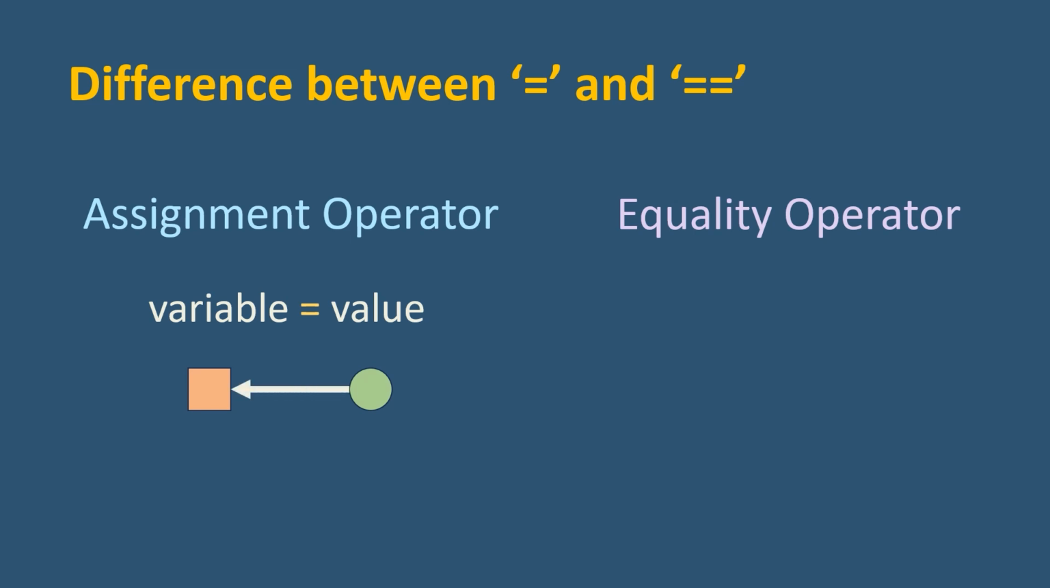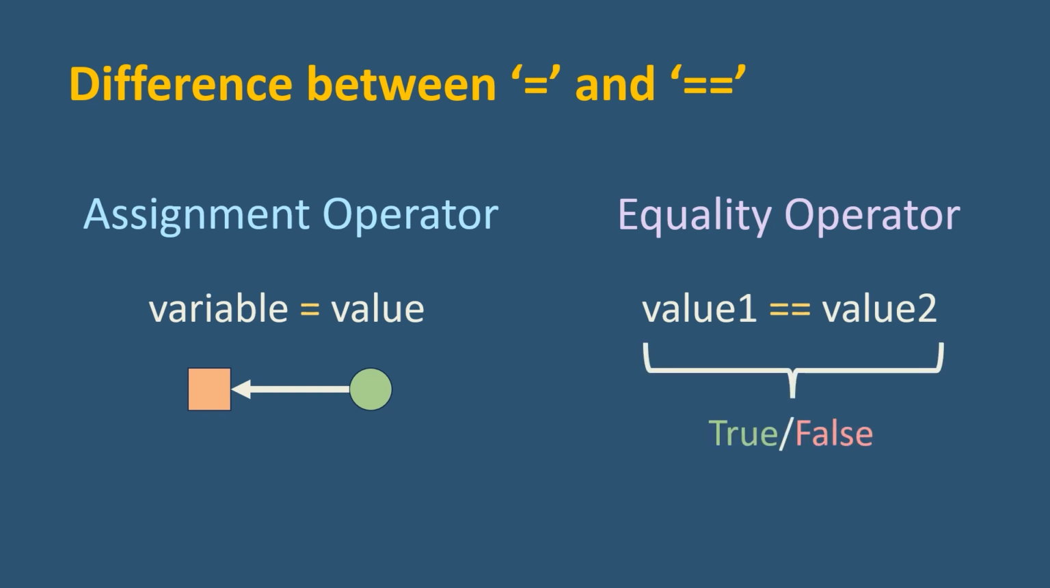Equality in Python is a comparison operation used to determine if two values are equal. It is denoted by a double equal sign. It returns a Boolean value, true or false, indicating whether the values on either side of the operator are equal or not. The equality operator does not modify the values being compared. It simply checks if they are equal.